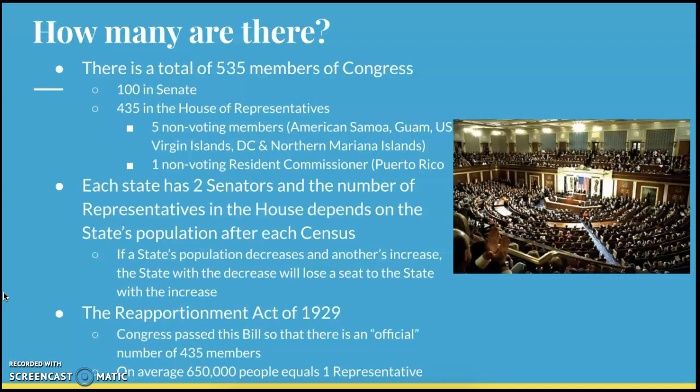So in 1929, Congress passed the Reapportionment Act. This basically made it official that there were only going to be 435 members in the House of Representatives. It also laid out the foundation of how they were going to calculate the populations for each representative. So currently it stands around an average of 650,000 people equals 1 representative.